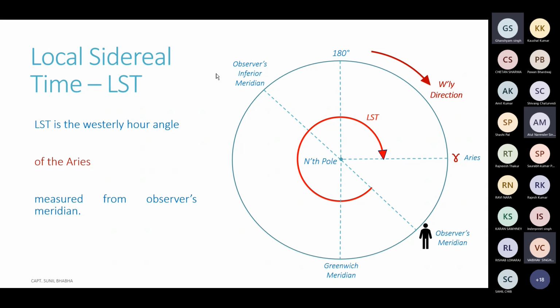Now, beta, one important thing you will see here is that this local sidereal time, when converted into angular units, degrees and minutes, will give you the LHA of Aries. LHA of Aries is also the westerly hour angle of Aries measured from the observer's meridian. So LST converted into angular units gives you the LHA of Aries. Any doubts in this, beta? Okay, great. Let's proceed ahead.